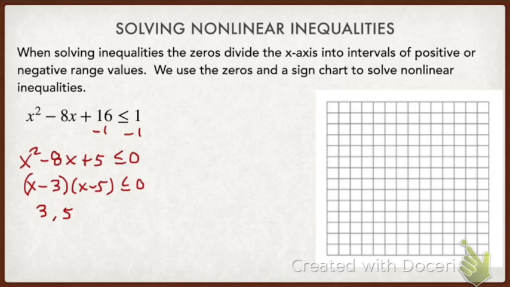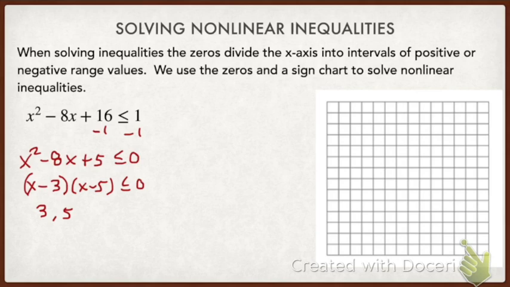Now we want to know when our y values are either positive or, in this case, less than, so we want to see where they're negative. Now that we have our solutions of 3 and 5, we want to see where it will fulfill this inequality, where our y values are less than or equal to 0. So one of the things we can do is make a sign chart. We could graph this as well.